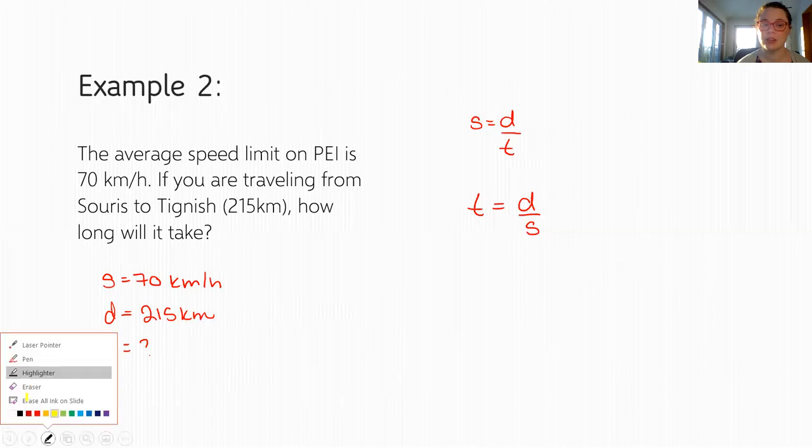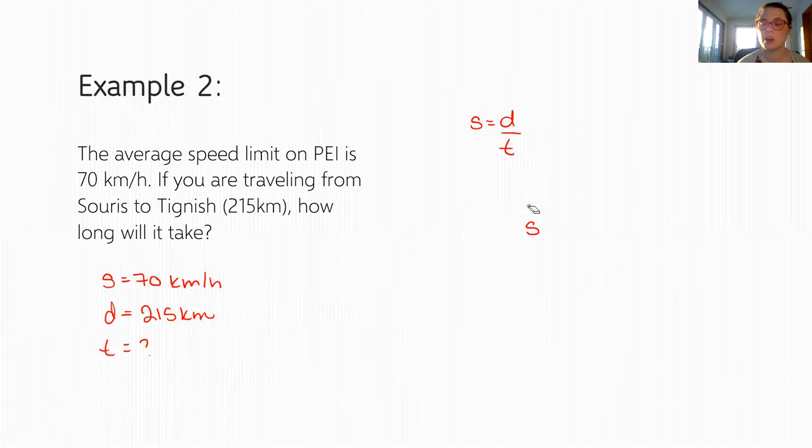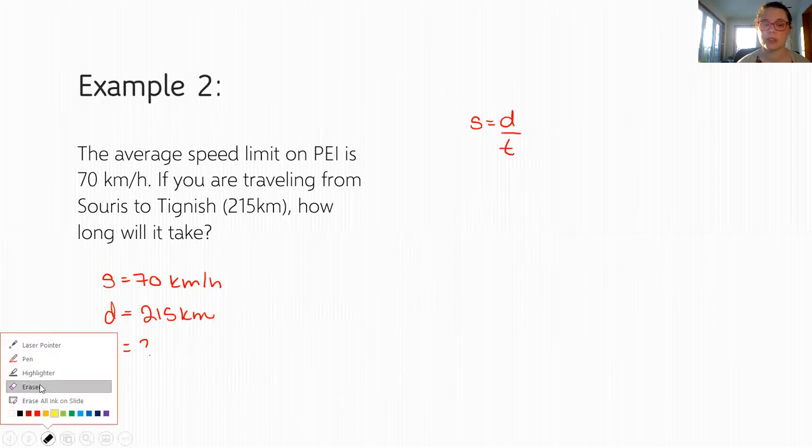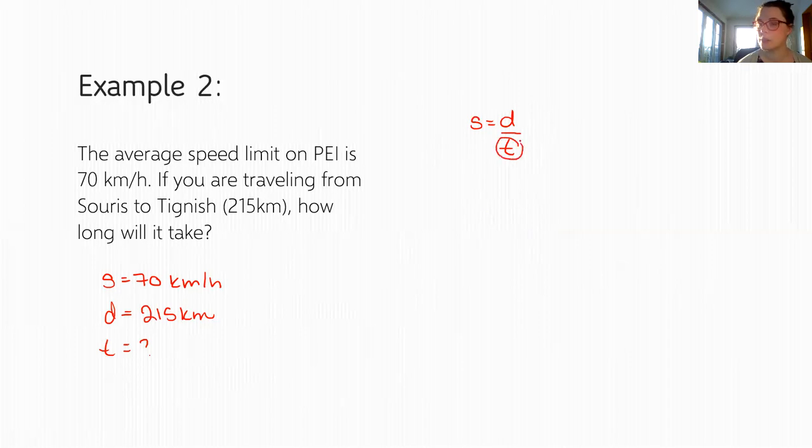I'll walk you through rearranging it just for the sake of practicing some algebra. What we want to do is get time alone, but time is on the bottom. When time's on the bottom, we have to get rid of the fraction first. So we multiply both sides by t. That cancels out. So now we have time times speed is equal to distance.